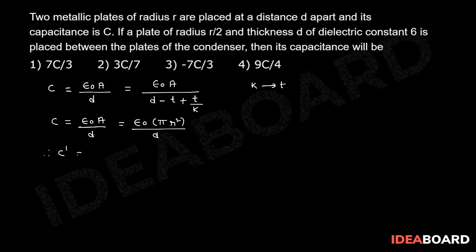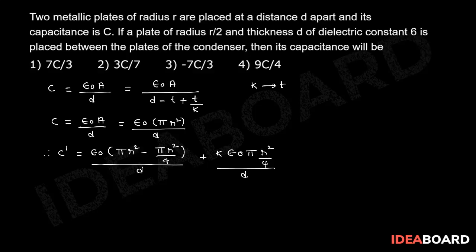Therefore C dash is equal to epsilon naught into pi r square minus pi r square by 4, since the plate is of radius r by 2, and the thickness d of dielectric constant 6 is introduced, divided by d, plus K into epsilon naught pi into r square by 4, divided by d.